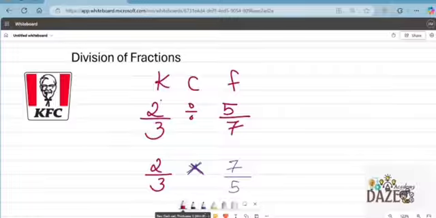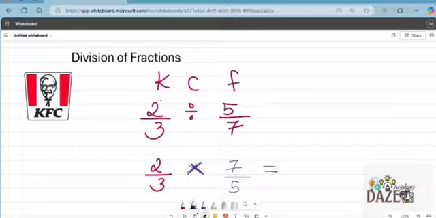So hence, let's choose a black color for now. So we will do the multiplication. 2 times 7, which is going to be 14. 3 times 5, which is going to be 15. Now this is where it gets easier.